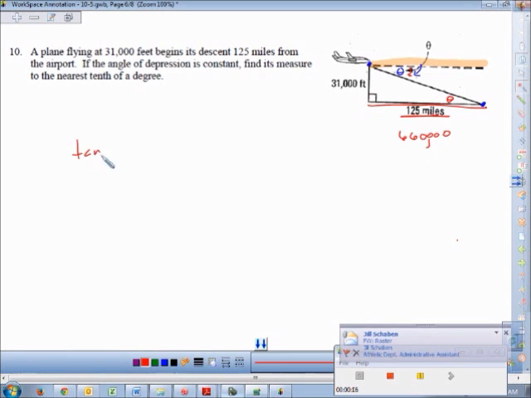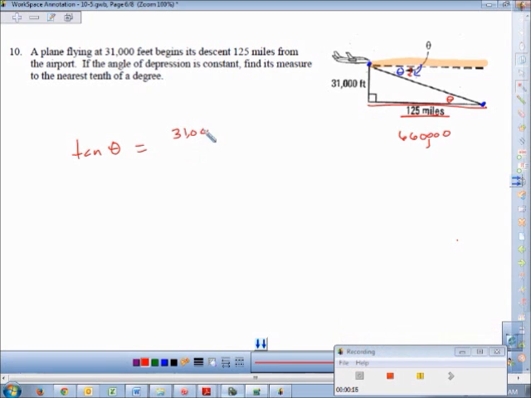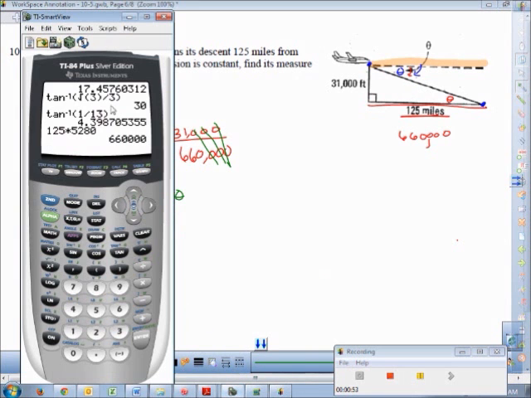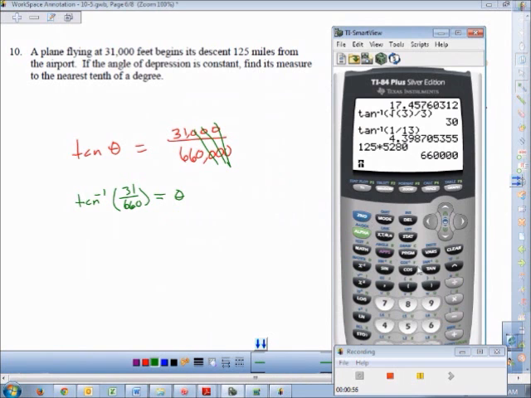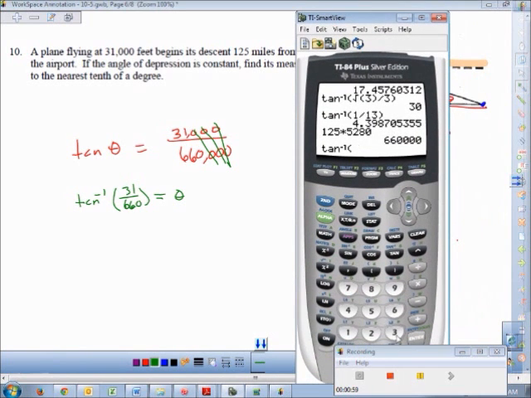And then I can do the tangent of theta equals opposite over adjacent, 31,000 over 660,000. You don't have to reduce if you don't want to, but I'm going to say peace out to those zeros right there. No need to punch all those zeros in. The tangent inverse of 31 over 660 equals theta. And I hope I get a small number because that's how the plane's going down. I don't want that plane to crash by going down so fast. I want it to go slowly.